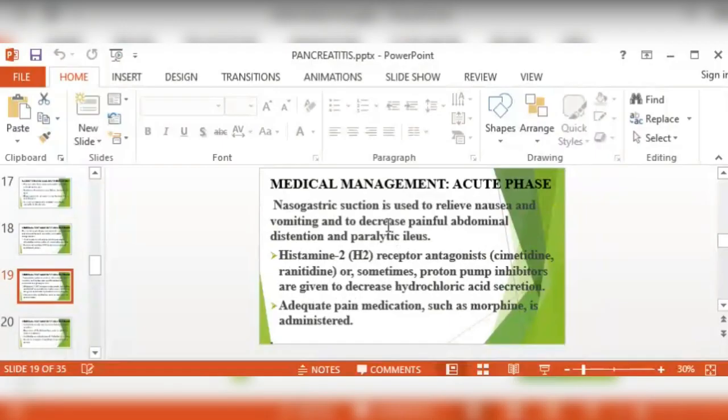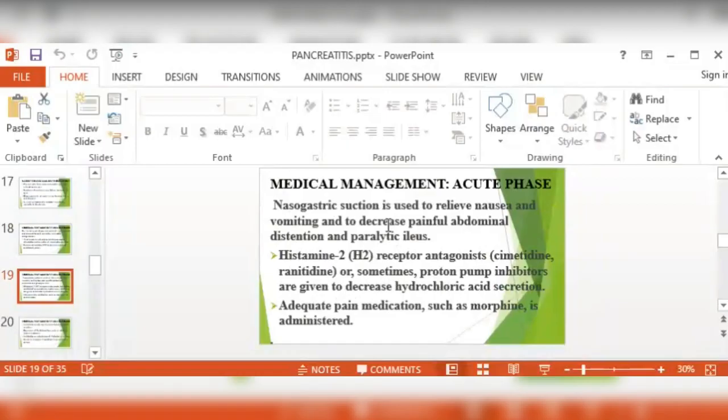Then nasogastric suction is used to relieve nausea and vomiting. But mostly we prefer administering antiemetics to reduce vomiting and nausea, and to decrease painful abdominal distension and paralytic ileus. We prefer giving the antiemetics, sometimes promethazine, sometimes citropin.